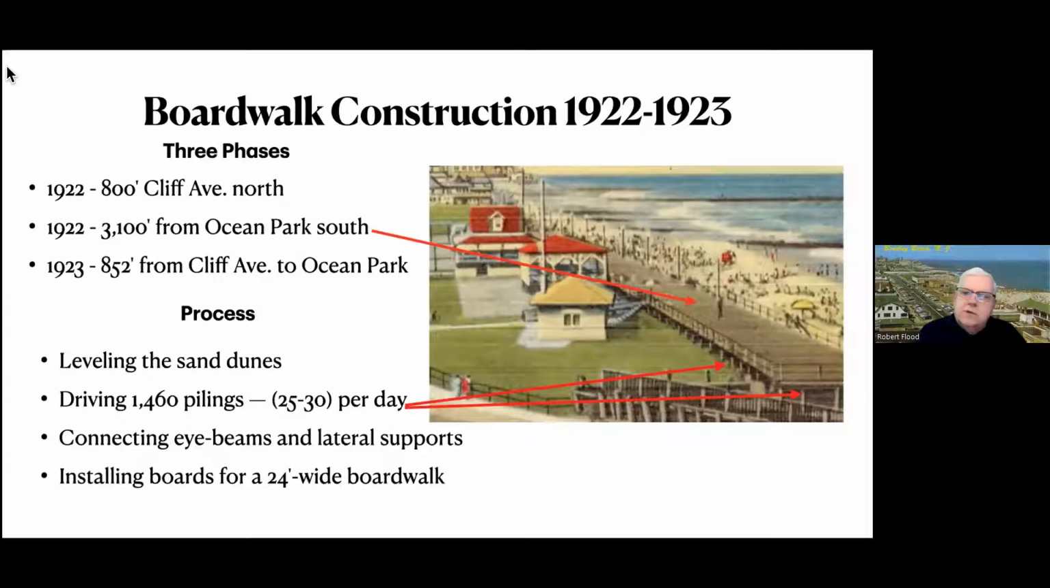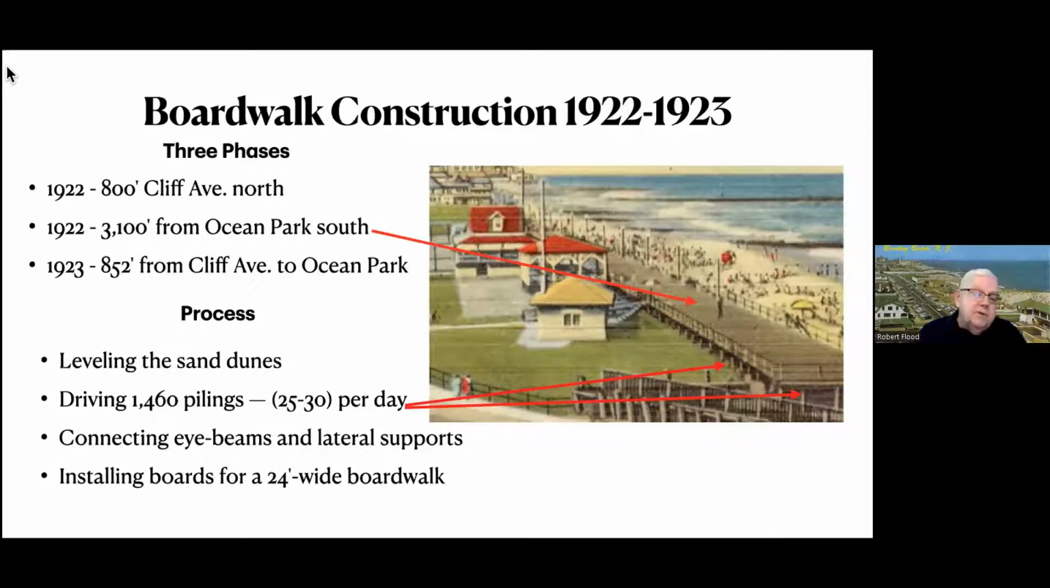The boardwalk construction will take place over a period of 2 years. It's going to happen in 3 phases. The first thing they do is go from Cliff Avenue north and from Ocean Park Avenue south. The last thing they actually construct is the part in the middle, the part we've been really focused on, where the old bowling alleys and the pavilions and everything were.